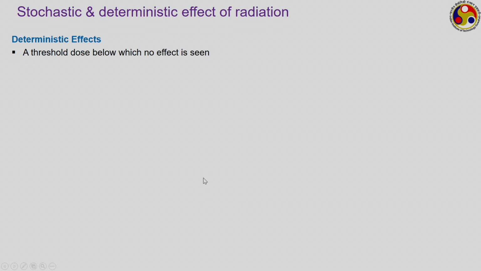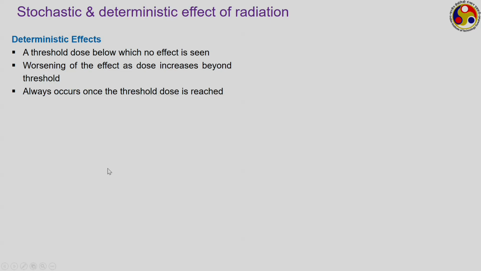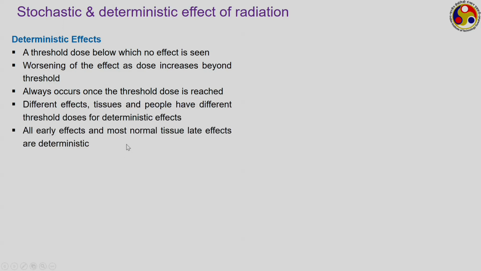Deterministic effect refers to having a threshold. Up to the threshold, in terms of the magnitude or quantity of radiation, there is hardly any effect. However, once the threshold is breached, the effect starts increasing exponentially. Once the threshold is reached, only then does it happen, but beyond the threshold, the effect can increase extremely rapidly. Different tissues and people have different threshold doses for deterministic effect.